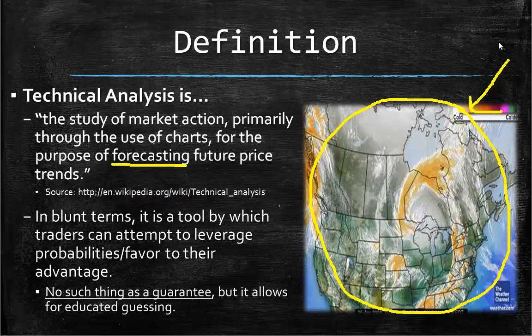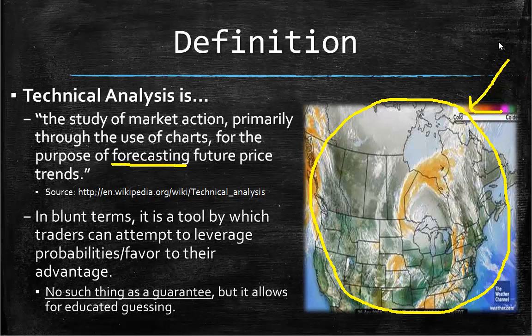That's the exact same thing for charting. So what I'm trying to get at in a very simplistic way is that technical analysis is a tool by which traders can attempt to leverage probabilities in favor to their advantage. Just like a weatherman or weatherwoman is trying to say, well, this is what's probable of happening. You're going to probably want to take your raincoat because it's probably going to rain. And a lot of times it does rain because they know what they're looking at. Same with charts. When you start to know what you're looking at, technical analysis is just trying to leverage things into our favor. Now, there's no such thing as a guarantee, but it allows for educated guessing.